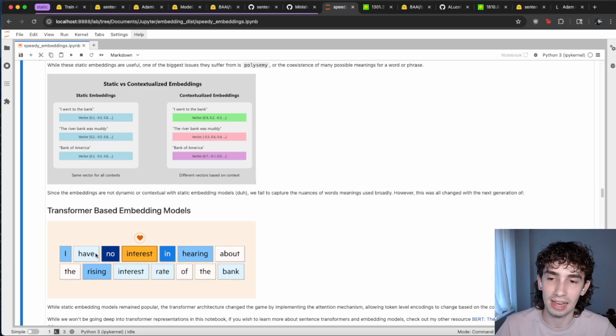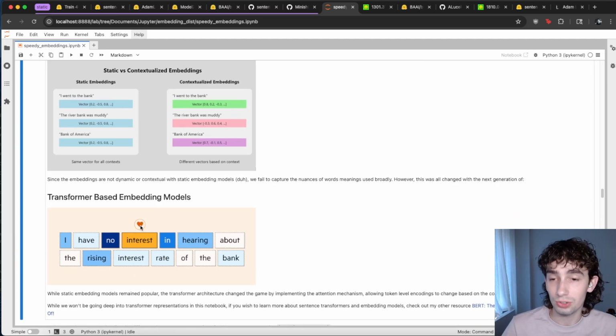Looking at something like, "I have no interest in hearing about the rising interest rate of the bank," we can see that interest here means something more like desire or intrigue, whereas the second interest means more monetary and physical. Now, the beauty of the transformer and attention mechanism within some of the more modern approaches here is that we can very granularly identify the different meanings of this word interest as it relates to everything else in the sentence. So it's very contextual and dynamic.